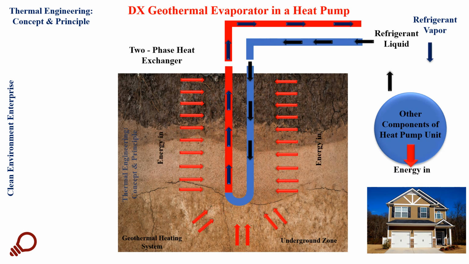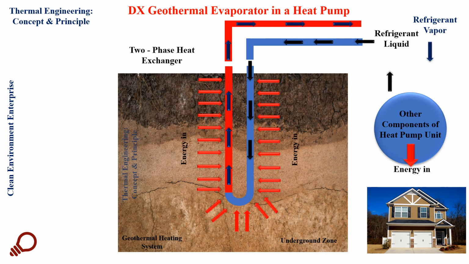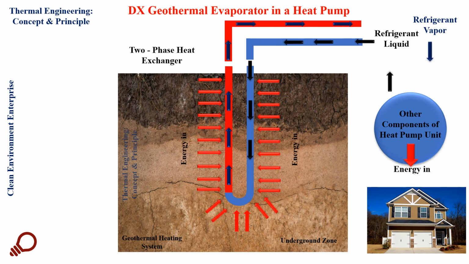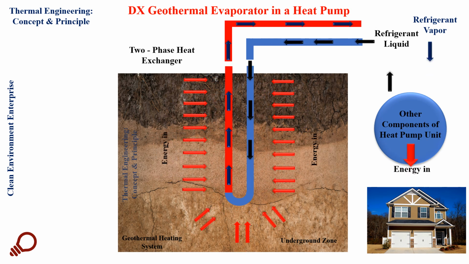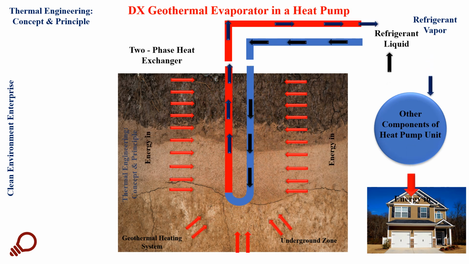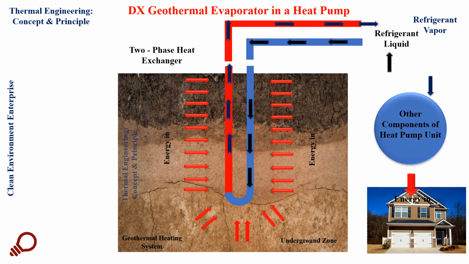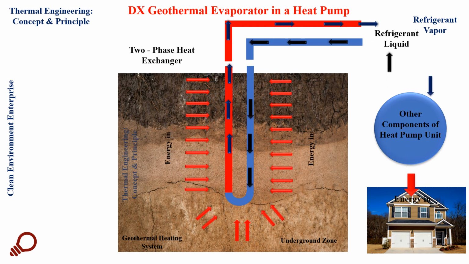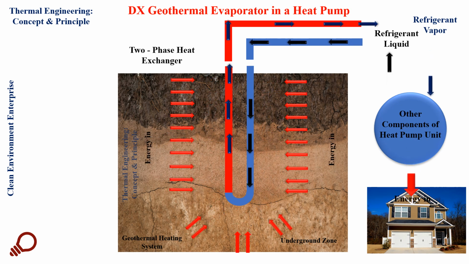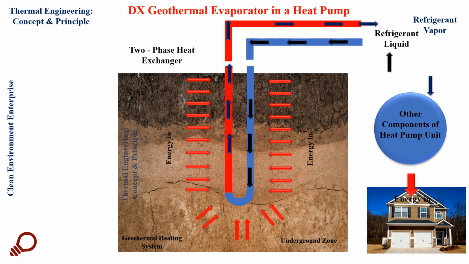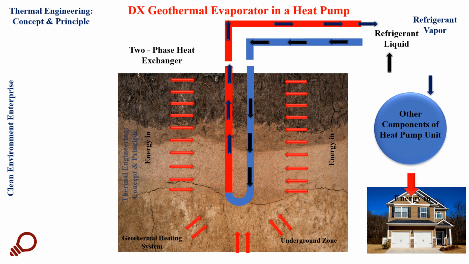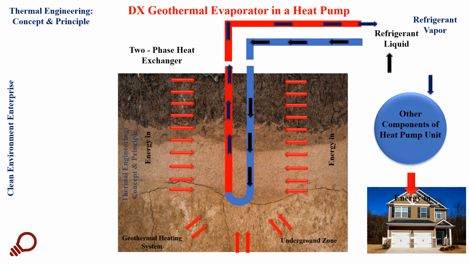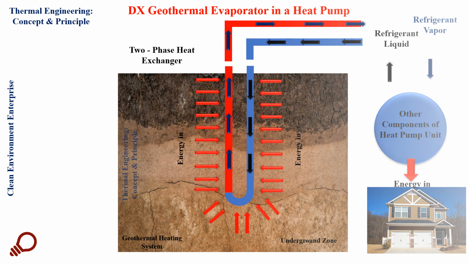So what we have here is that the fluid which is circulated in the heat pump is the same as the fluid which is circulated in the ground heat exchanger or the borehole heat exchanger. That's why it is called DX geothermal, to refer to the process where there is direct contact for heat transfer between the ground and the fluid circulated in the heat pump, without the need for an intermediate fluid to transfer energy.